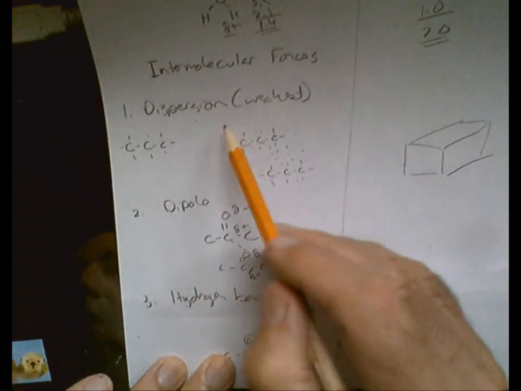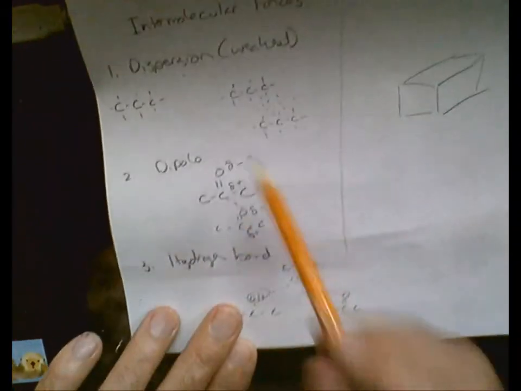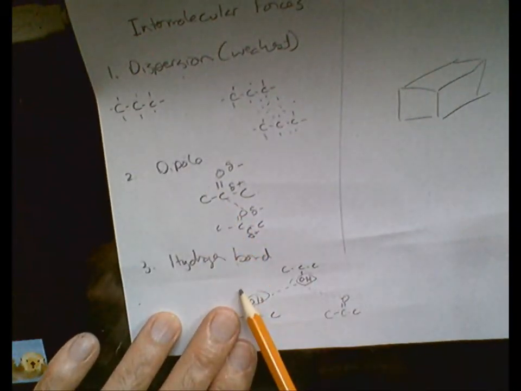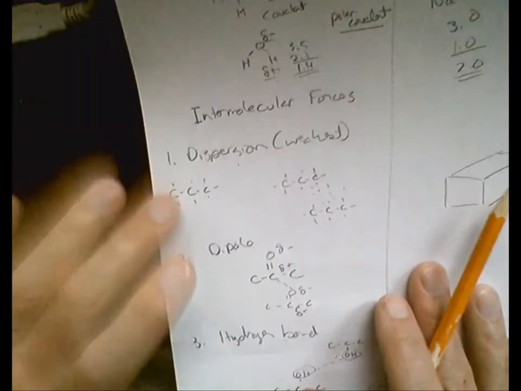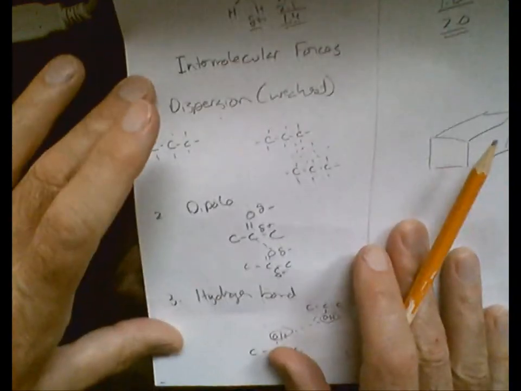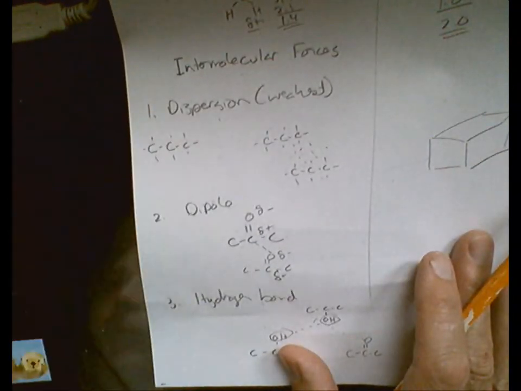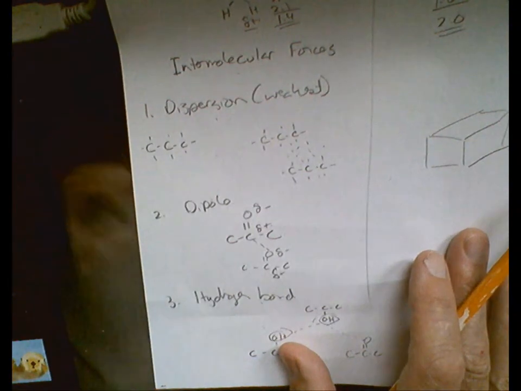So weakest, more likely to be a gas. Next strongest, strongest. And these only go with covalent structures. So these are forces that are found in between covalent structures that attract those covalent structures to each other.